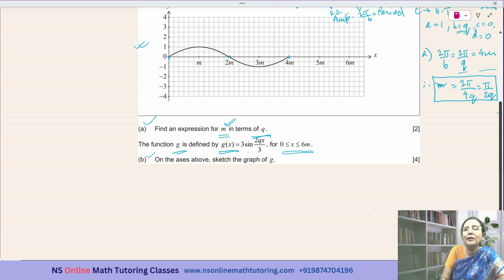I don't know whether I have written on this part whether I'll be requiring this part of the graph for sketching the graph. I'm not sure. Let's see.